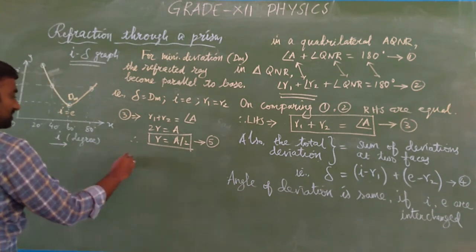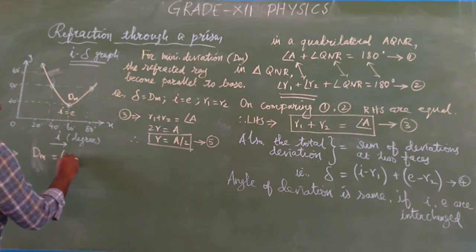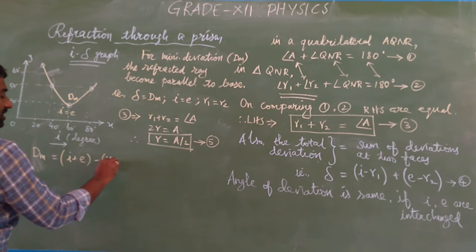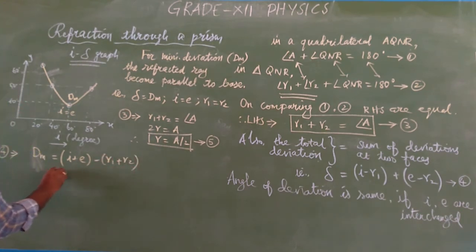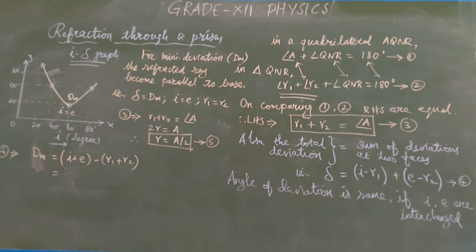Similarly, the fourth equation becomes, what is the fourth equation? Delta becomes dm, which is equal to angle I, that we can write as I plus E minus R1 plus R2. So I and E are both the same, no? So in this case you'll get the value. I and E are both the same. Yes, I and E are both the same. So 2I minus A, that is delta M.